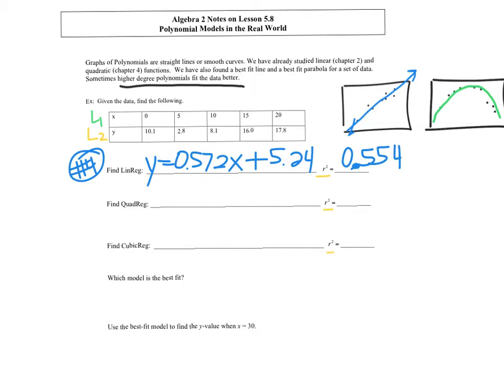Okay, now let's do the quad regression. We've already done this before. We did this in chapter 4. So you go to Stat, Calc, and go to number 5, quad reg.